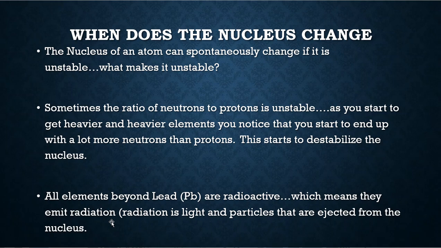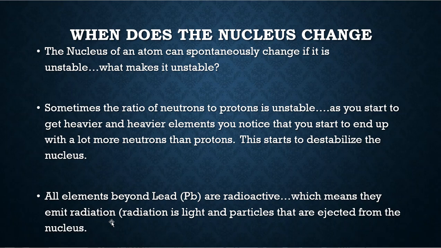If you look at carbon, the most abundant isotope of carbon is carbon-12. It's atomic number 6, so that means 6 protons, 6 neutrons. The most abundant isotope of oxygen is oxygen-16. It has 8 protons, so that means it's got 8 neutrons as well. So a lot of times there's this 1-to-1 ratio of protons to neutrons, but as you get heavier and heavier elements, you start getting a lot more neutrons than protons.